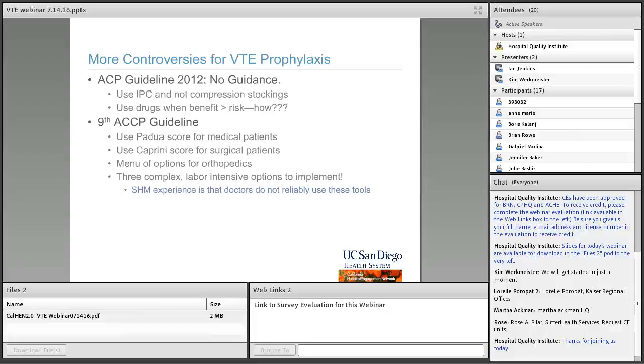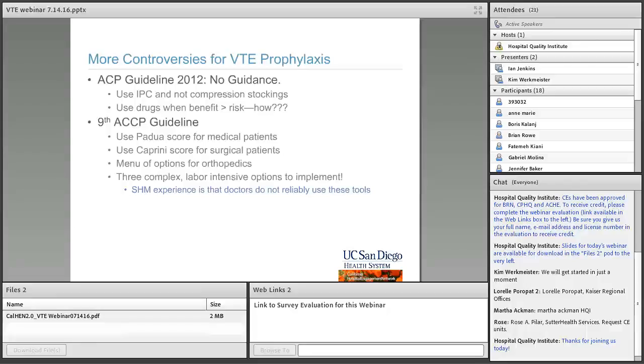And people who are working in this field will then turn to the ACCP guideline, or the American College of Chest Physicians, where there were much more concrete guidelines. Unfortunately, their suggestions are very complicated and cumbersome and specific. So they said, first off, for medical patients, you should use something called the PADO score to risk assess. For surgical patients, you should use the Caprini score. For orthopedics, there was a menu of acceptable options.